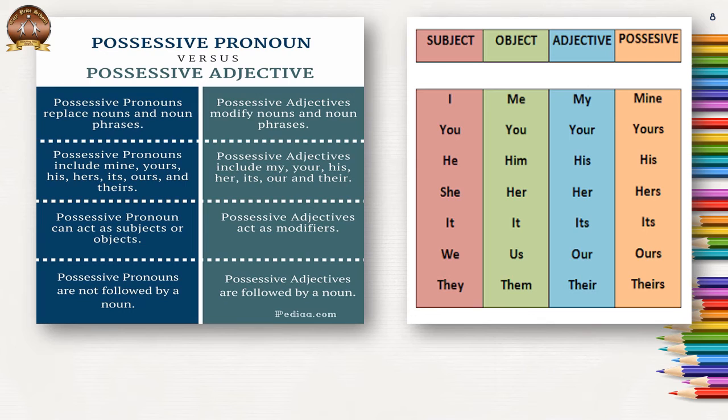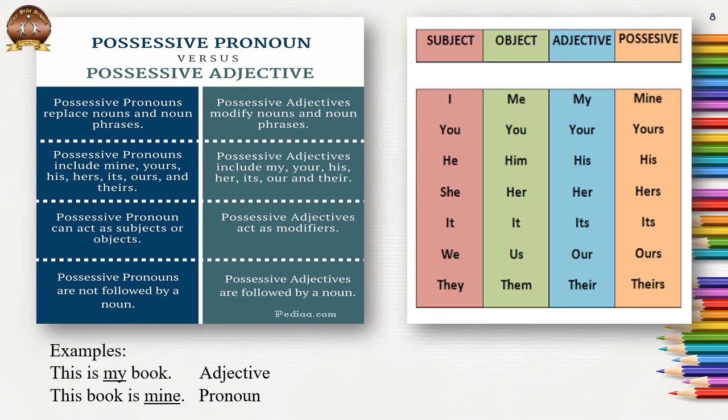Possessive adjectives are always followed by a noun, and when it is used as a pronoun, it will never be followed by a noun. See, my book, and the book is mine. My is an adjective and mine is a pronoun.